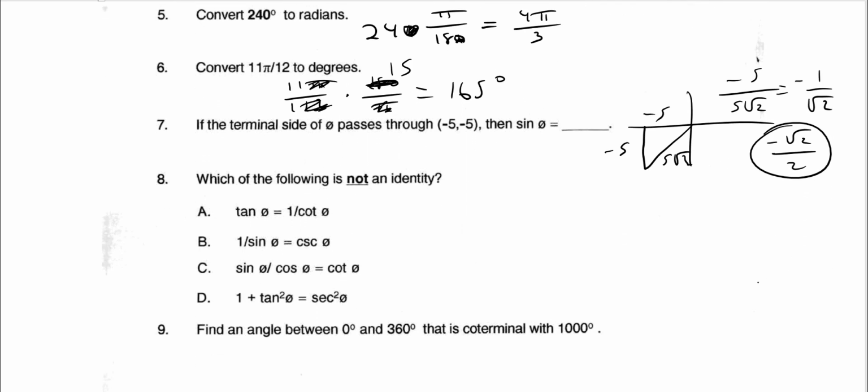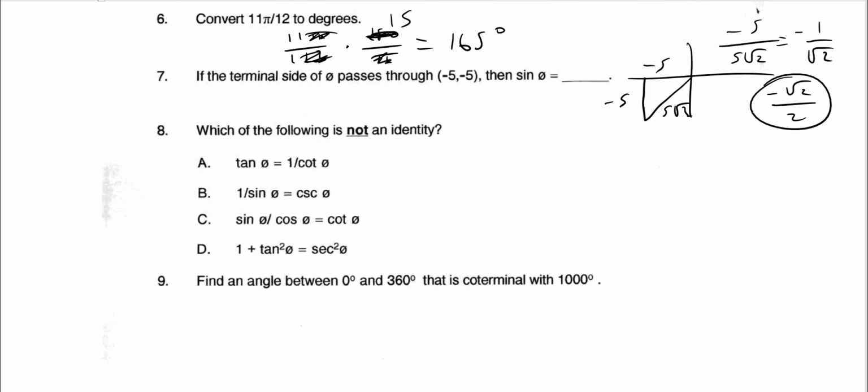Which of the following is not an identity? Of course, tangent is equal to 1 over cotangent. That's pretty obvious. 1 over sine is cosecant. That's obvious. Sine over cosine is not cotangent. It's tangent. So this is the one that is not an identity. And of course, tangent squared plus 1 is secant squared. So those are all your Pythagorean identities. Definitely know your identities. Very, very important.